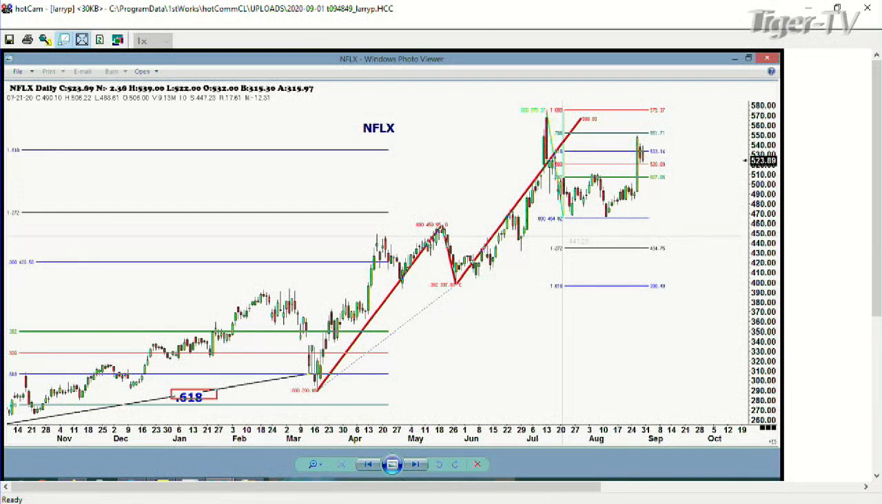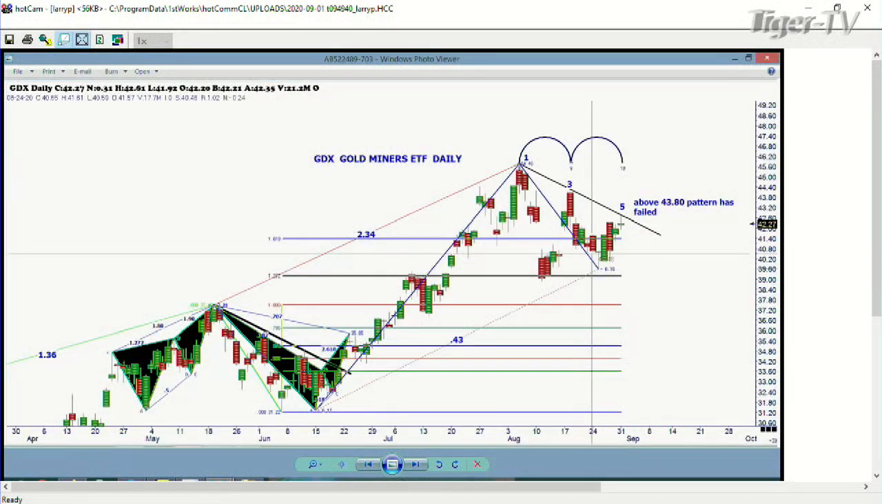Now, here's an interesting pattern. Because we're up about $18 in the gold, this might fail, but this is a gold miners index, I'm sorry. You'll see the 135 pattern that we have here. As long as we don't get above 43.80, and I don't know if we did that already this morning, but as long as we don't get above 43.80, that's a 135 sell signal to the downside.